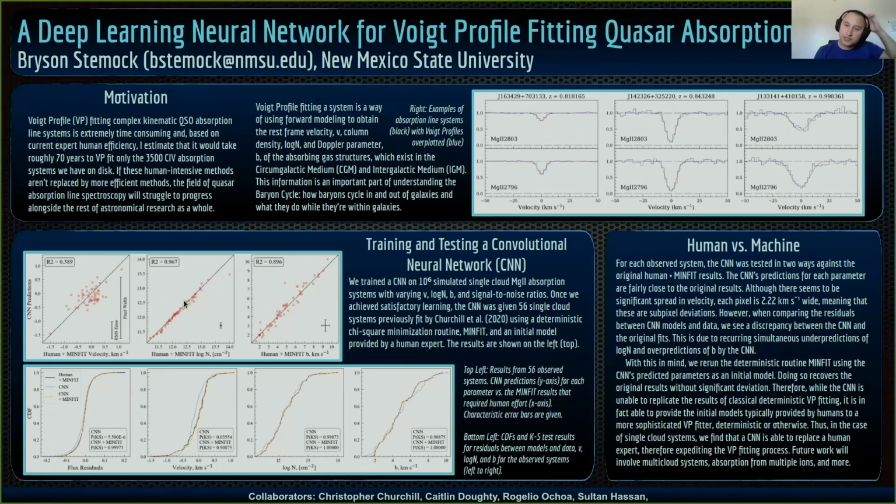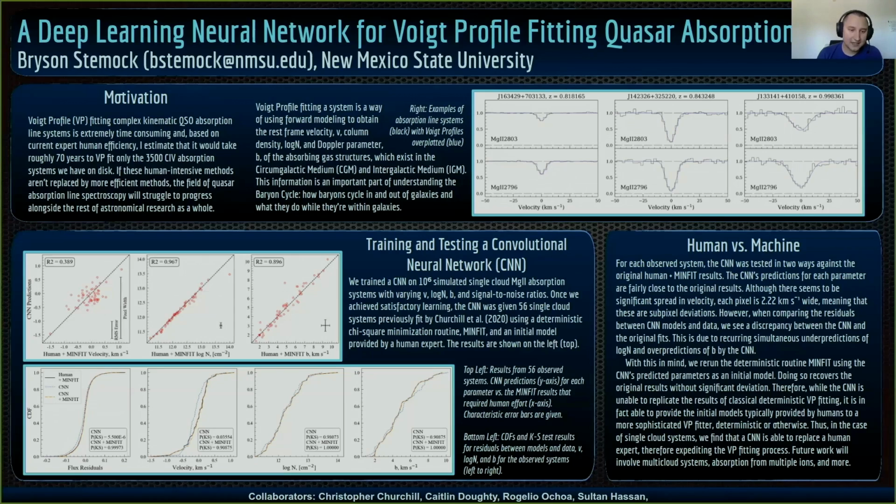We see a pretty tight fit for the column density and B parameter, and it looks like there's a bit of spread in the velocity. However, this bar right here is the pixel width, so that's just one single pixel, and so all of that spread is just sub-pixel variation, and we're really not that concerned with it.